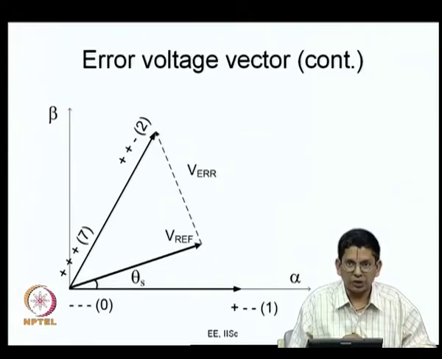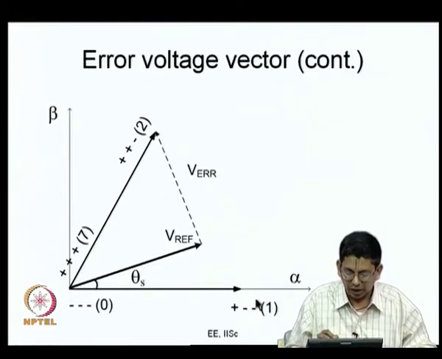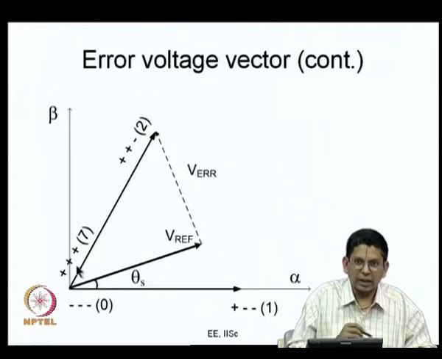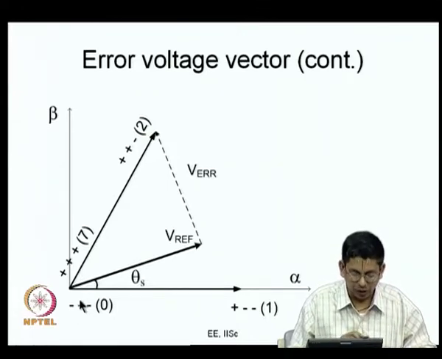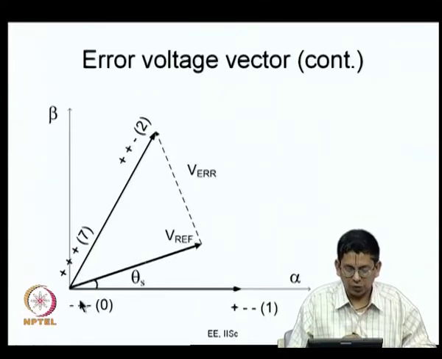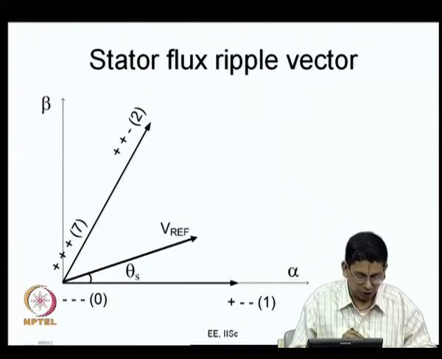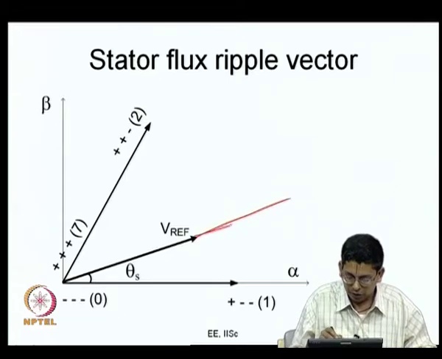So, what is going to happen is that in a subcycle you are going to apply the null vector first, then active vector 1, active vector 2 and again the null vector, or in the reverse fashion. This is what you are going to do, and therefore, your stator flux ripple vector is going to change in a particular fashion. So, let us get started with that. Let us define this axis.